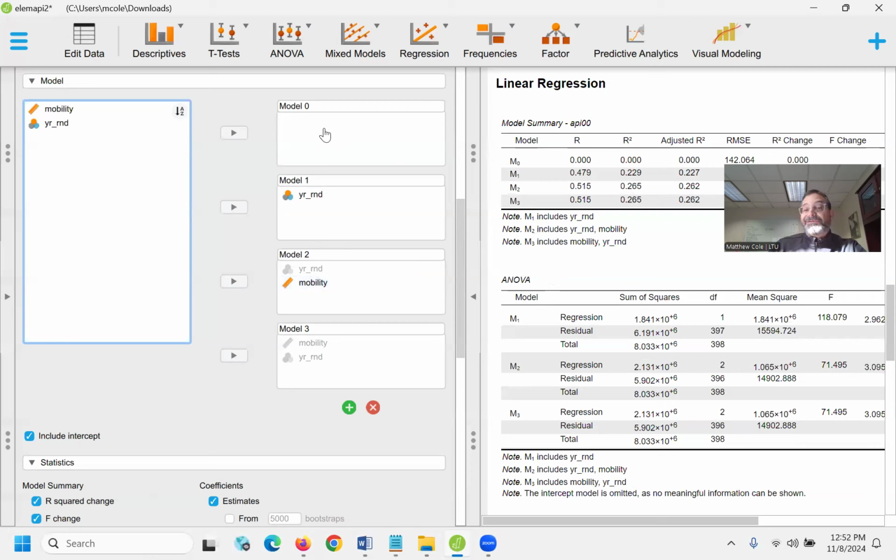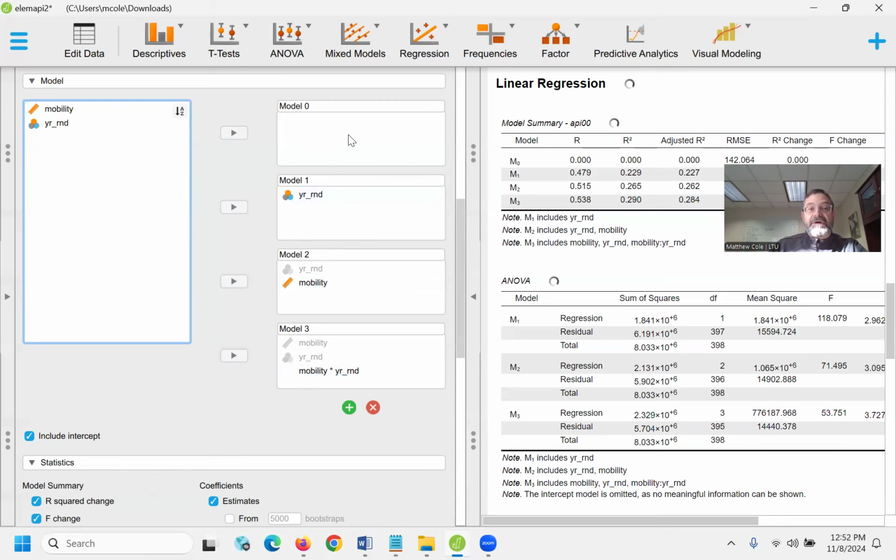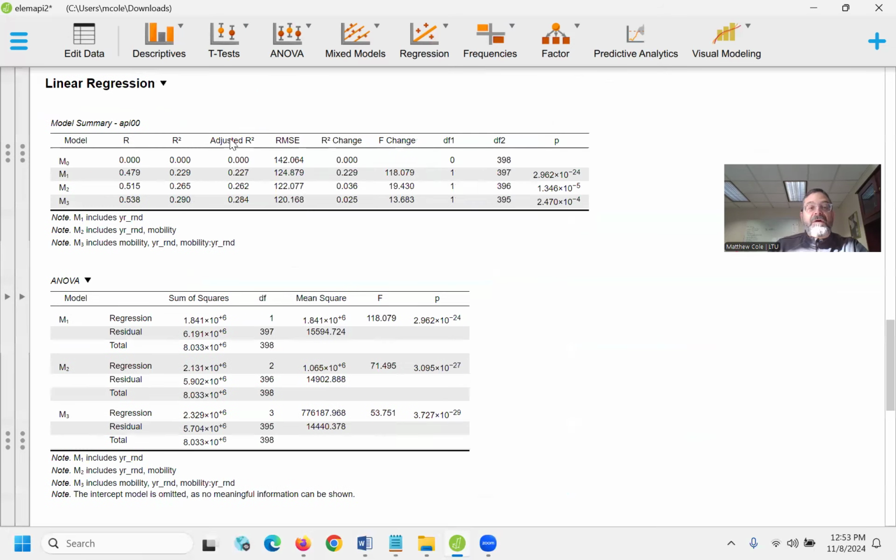So model 0 is nothing. That's just the no predictors. Then we add in year-round. Model 2 or block 2, we're going to add in mobility. And then in block 3, we're going to add in the interaction term. Are you seeing what's going on? Okay. We really don't need model 0, but I'm showing it here for demonstration purposes. Okay, so now we have these basically 4 models.